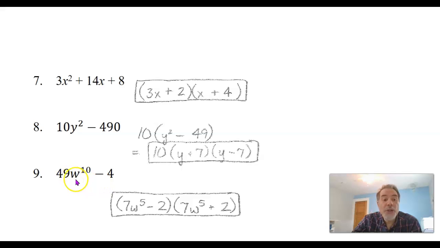And number 9 is also a difference of two squares. 49w to the 10th power would be 7w to the 5th power squared. If you took 7w to the 5th times itself, you'd get 49w to the 10th. And the 4 on the end is 2 squared. So this breaks up into two factors that both start with 7w to the 5th. They both end with 2. One of them has a plus and the other one has a minus. Doesn't matter which order you write them in, but we got a 7w to the 5th minus 2 times a 7w to the 5th plus 2.